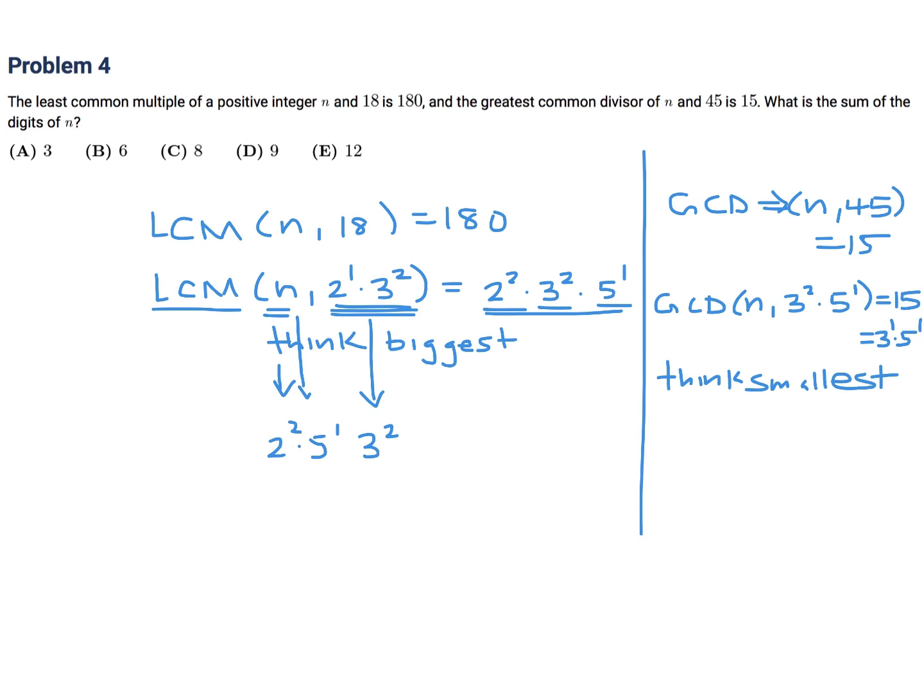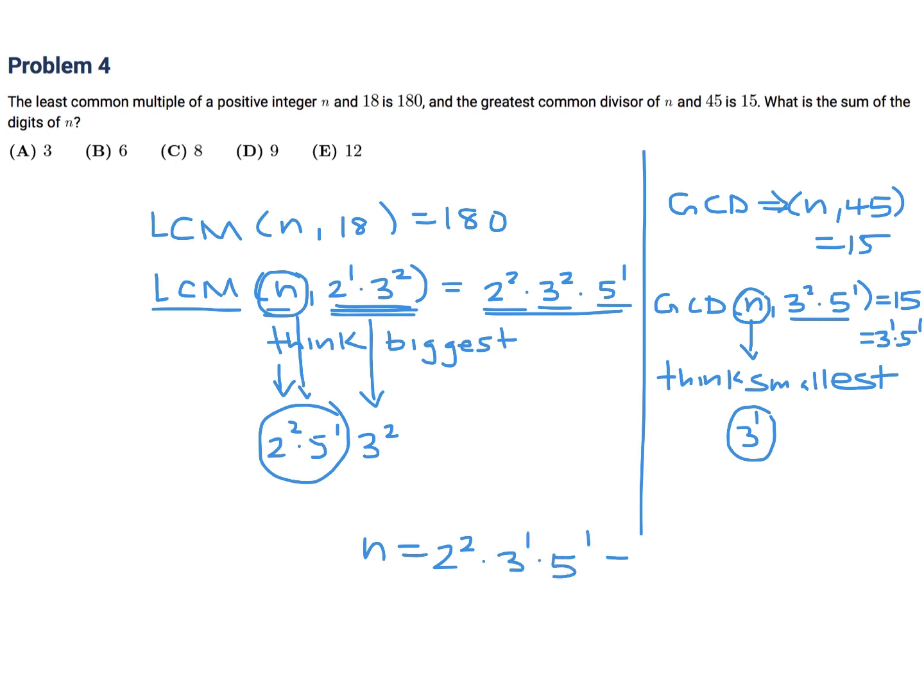So to get the 3 to the power of 1, the smallest must have come from that n, so that n has the 3 to the power of 1. And to get the 5 to the power of 1, well, that came from there. So that means this n has to have a 3 to the power of 1, and over here we realized that it had to have at least a 2 to the power of 2 and a 5 to the power of 1. So that n is at least a 2 to the power of 2 times 3 to the power of 1 times 5 to the power of 1, and when you do that math, it's 60. And they want the sum of the digits of that, so that's 6 plus 0, which is just 6. So the answer is B for this question.